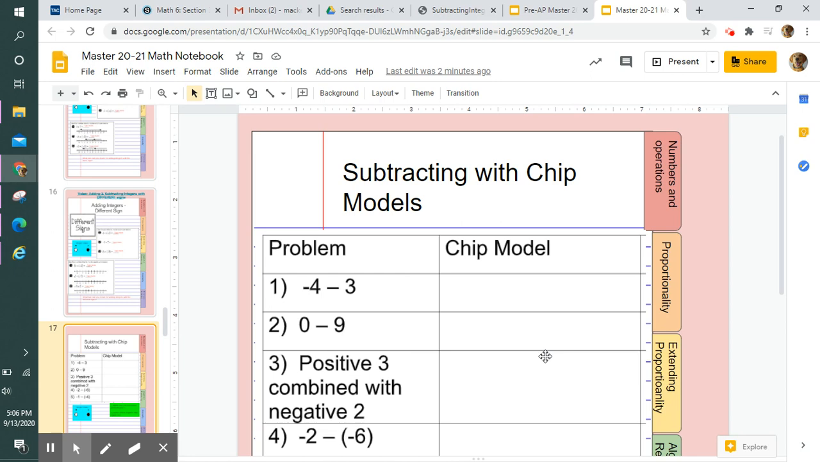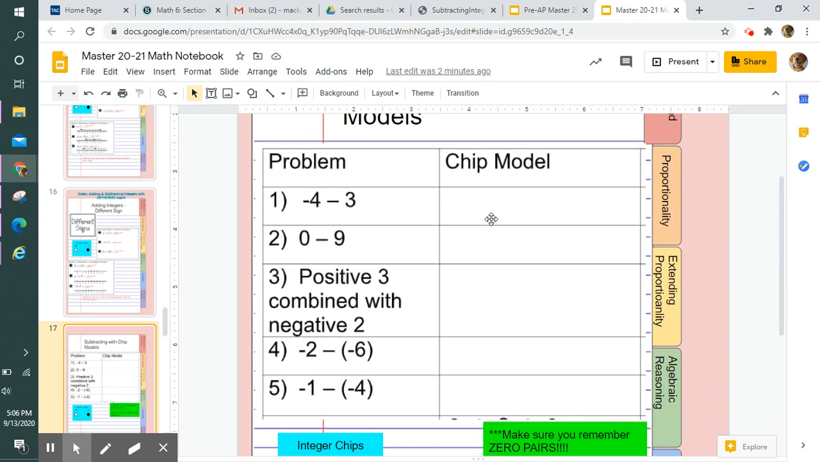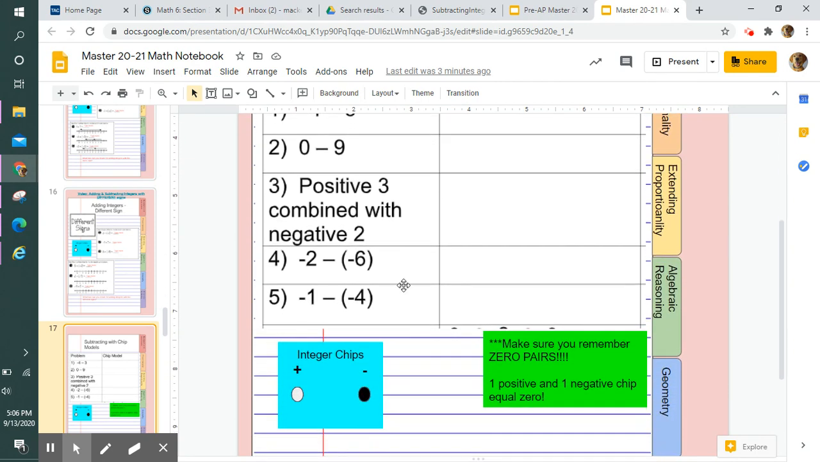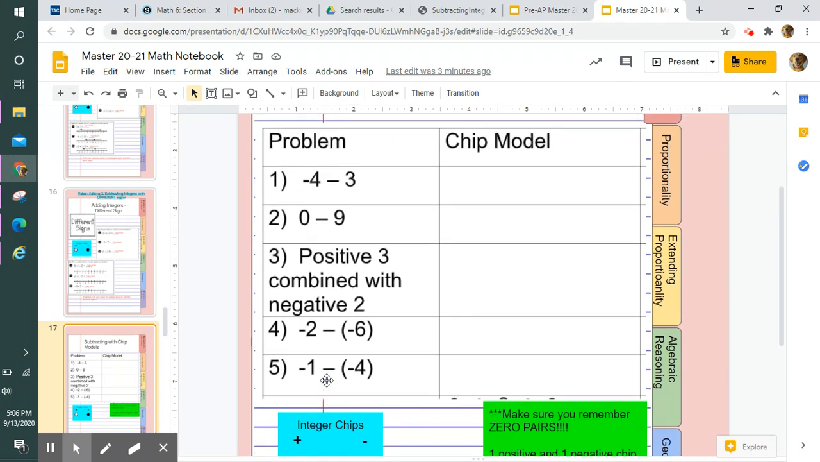All right, today we're going to talk about subtracting integers with a chip model. So it's going to be similar to the chips that we used when we were adding integers last week on Thursday and Friday, but today we're going to subtract. If you notice, I gave you guys the box with the integer chips again, so you have them. And we're going to start with these problems right here.